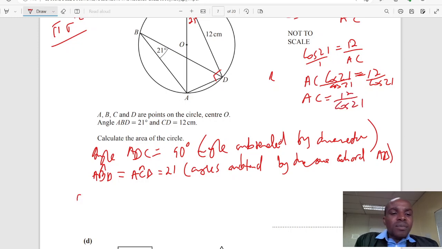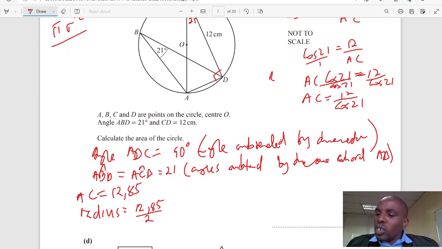What will be my AC? So AC is equal to 12 divided by cos 21. Make sure your calculator is in degrees mode. Divide by cos 21, then you get 12.85. That one is my AC. So which means my radius is that AC divided by 2. So I divide by 2, then it will be 6.427.